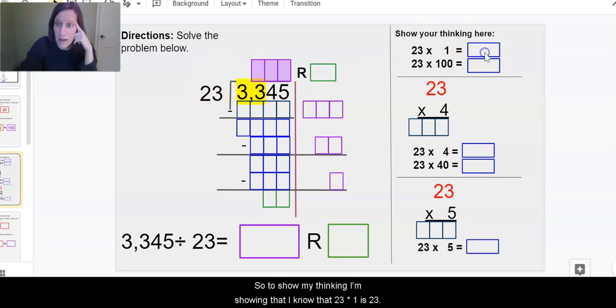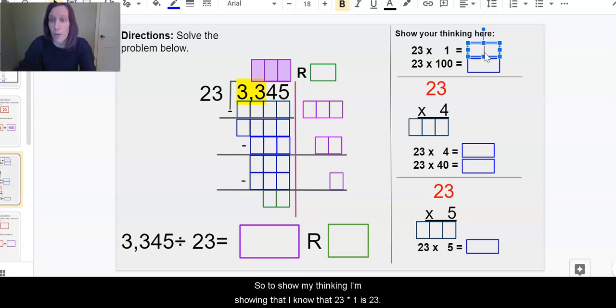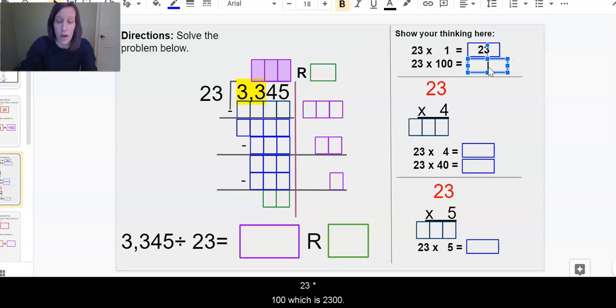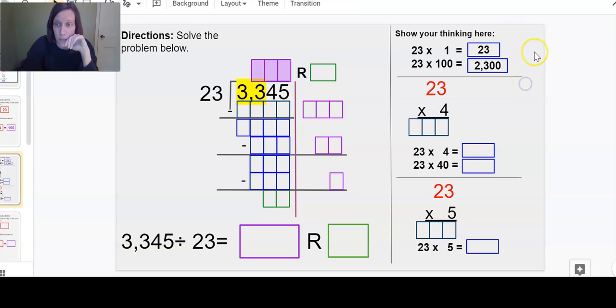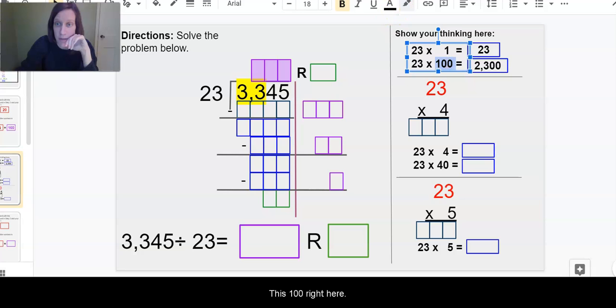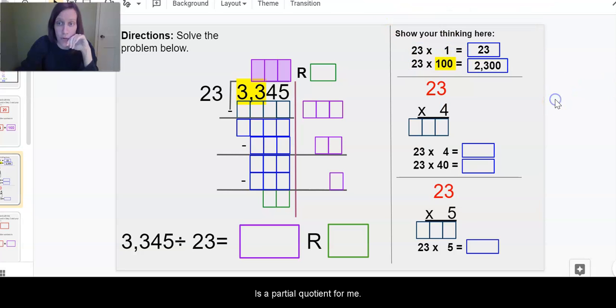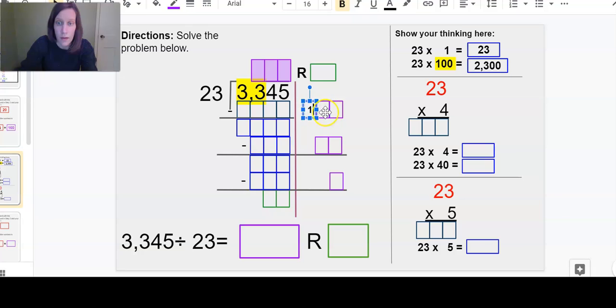So to show my thinking, I'm showing that I know that 23 times 1 is 23, but we are in the hundreds place right here. So I'm doing 23 times 100, which is 2,300. This 100 right here is a partial quotient for me. I know that part of my quotient is going to be a 1 in the hundreds place, 100.